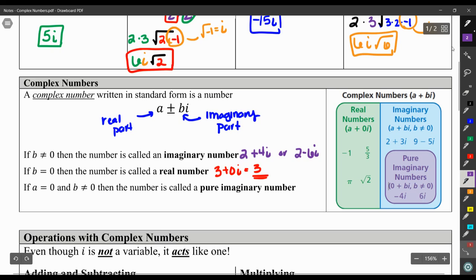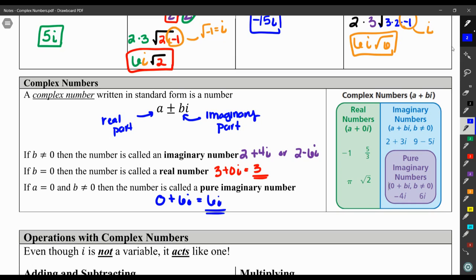If you look at the last one, a equals 0, but b is something else, then this is called a pure imaginary number, and that's because you don't have the real part. If you have 0 plus 6i, well, that's just 6i. That's an imaginary number and only an imaginary number. So negative 7i is also a pure imaginary number.